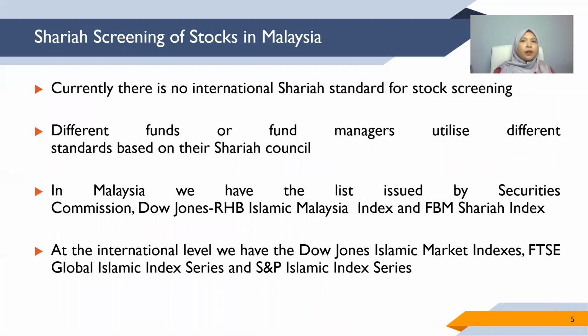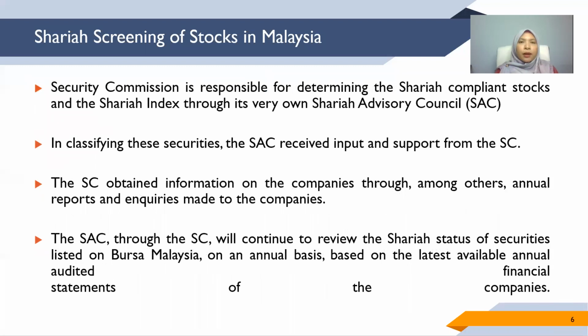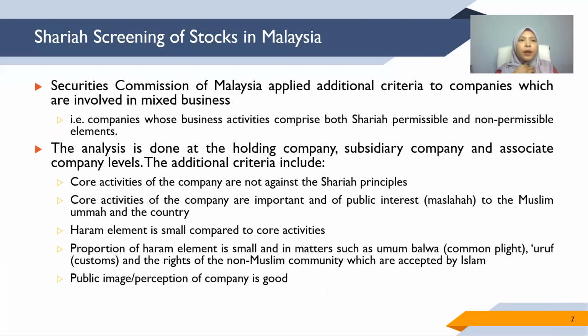So, Shariah screening of stock in Malaysia. Currently, there is no international Shariah standard for stock screening. Different funds or fund managers utilize different standards based on their Shariah Council. In Malaysia, we have the list issued by the Securities Commission, Dow Jones, RHB Islamic Malaysia Index, and FTSE Bursa Malaysia Shariah Index. At the international level, we have the Dow Jones Islamic Market Index, FTSE Global Islamic Index, and S&P Islamic Index series. This is a different approach compared to SSC of Malaysia. All right, so we will move on.